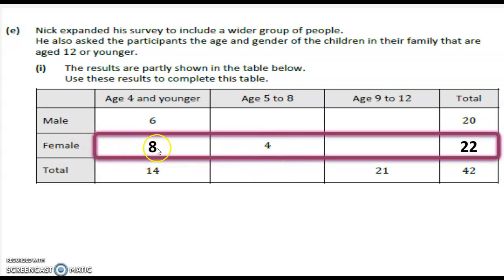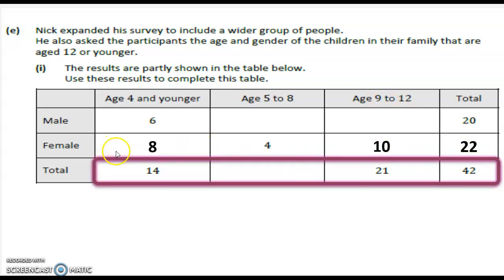So you have female 8 for age 4 and younger, and age 5 to 8 is 4, so 8 and 4 is 12. The total is 22, so 22 minus 12 means there must be 10 age 9 to 12. Down here, you have 42 in total for male and female. You have 14 age 4 and younger, and 21 age 9 to 12, so 21 and 14 is 35. 42 minus 35 is 7, which must be age 5 to 8.